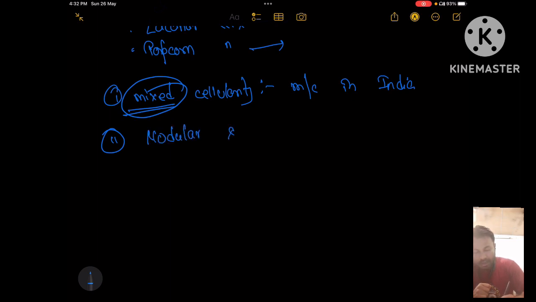Nodular sclerosis. Here we can see lacunar cells.